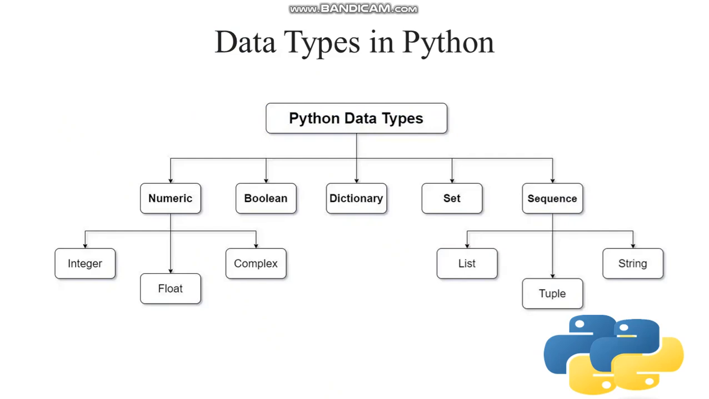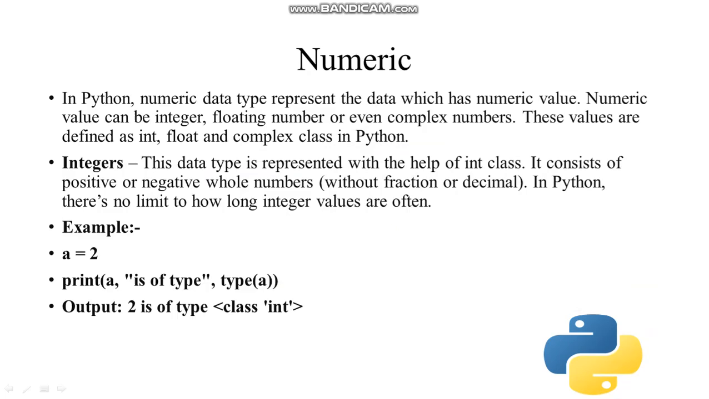So this is the pictorial representation of different data types available in Python. We have numeric. In numeric we have integer, float and complex. Then we have boolean, dictionary, set. In sequence type we have list, tuple and string. Let's see each data type in detail.